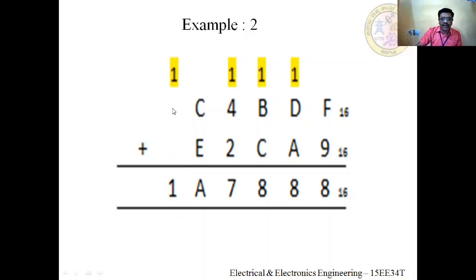So in step number 6, 1 is added with 0 and that 1 is added with 0. So finally the answer is 1. So the answer for example 2 is 1A7888. I hope you have understood example 2.